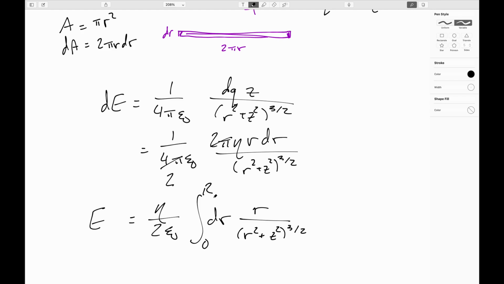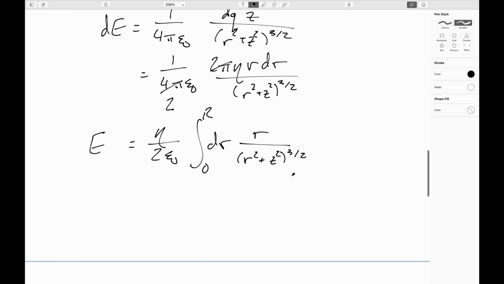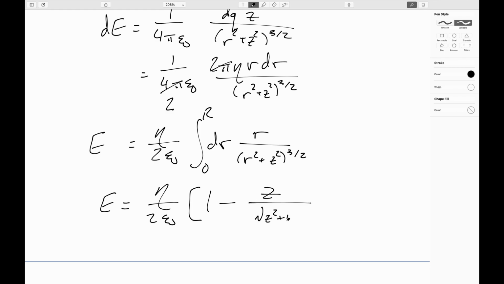All right. So again, this is something that you can look up in a table. And when you look it up and you make the substitutions, you will get that the electric field strength is eta over 2 epsilon naught times 1 minus z over the square root of z squared plus R squared. All right, so this one's a little rough.